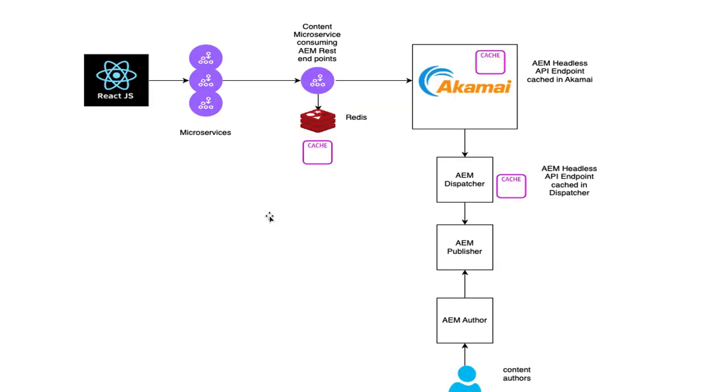So let's take a look at the sample implementation. Here we have a front end written in React.js. It interacts with microservices for any sort of integration, even for AEM. Here we have a content service, called the content microservice, which calls different AEM REST endpoints. This microservice can call different endpoints, collate this data through GraphQL queries, and return it back to the front end.